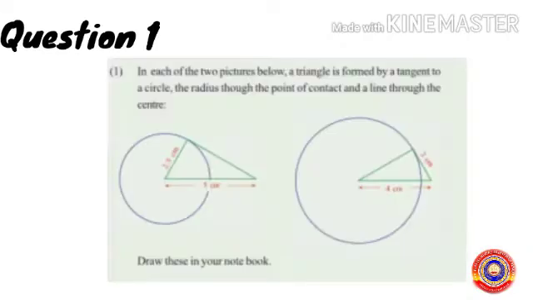Question number 1. In each of the two pictures below, a triangle is formed by a tangent to a circle, the radius through the point of contact and a line through the center. Draw this in your notebook.